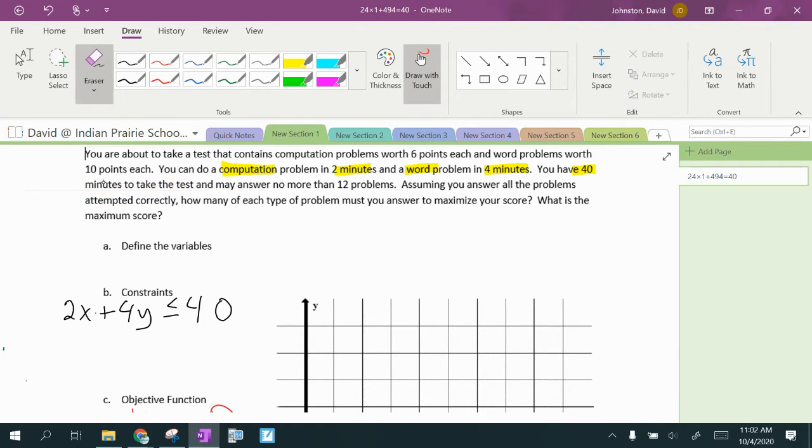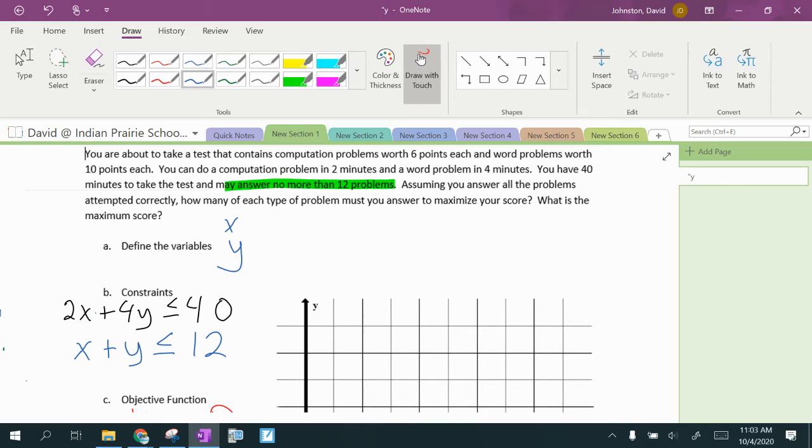Next, let's check and see if I have any other limitations as I'm reading through this. It says that I may answer no more than 12 problems. So that means I am at most going to be taking 12 problems. Remembering that I've got my two variables, x and y, being computational and word problems, the sum of these two, when I add up the number of problems I've answered, has to be less than or equal to 12, which gets me another constraint.